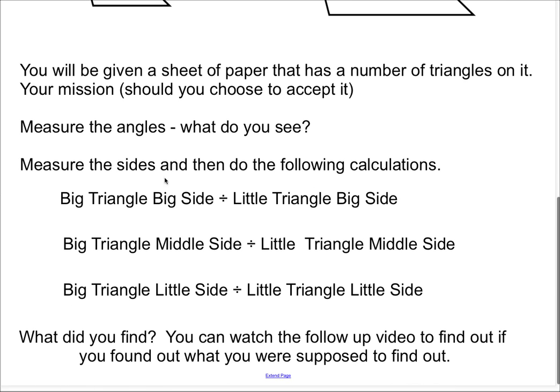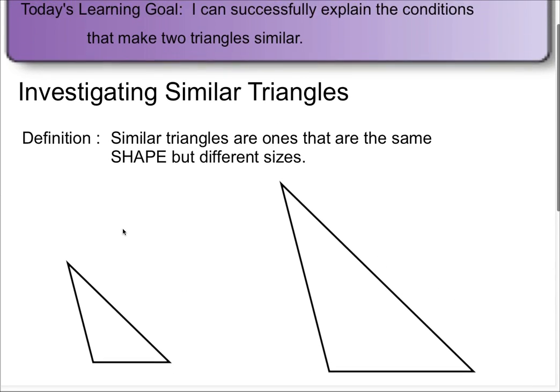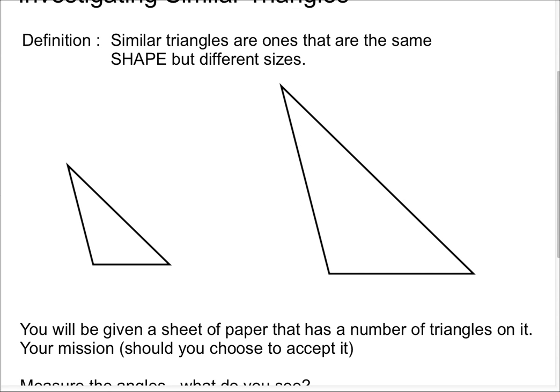The next one says measure the sides and then do the following calculation. So you're going to measure the side lengths. I'm going to call this triangle, and this is a little bit of terminology here. If we call this triangle ABC, then this side over here we call little a, and this side over here we call little b, and this side over here we call little c. And then we're going to call this D, E, F. And this is little f and little e, and then across from D is little d.